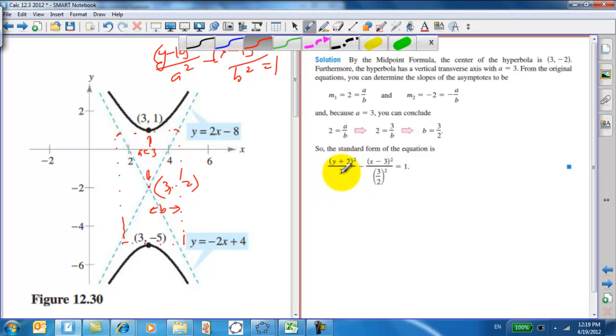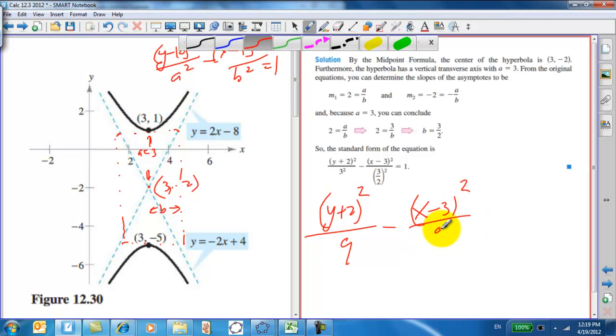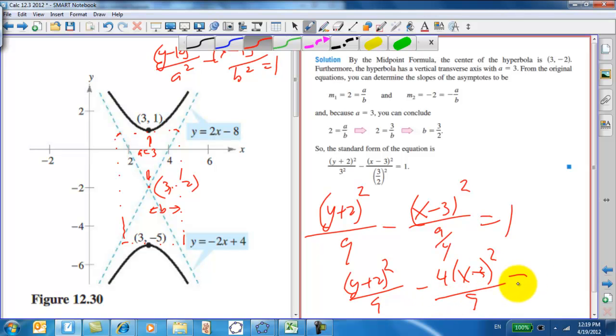And sure enough, that's how it's substituted here, with the vertex being at (3, -2), a equals 3, and b equals 3/2. Now, I've seen at least one example from somebody working on WebAssign that gets a little picky on this. Don't put this as a decimal; change it into the fraction: (y+2)² over 9 minus 4(x-3)² over 9 equals 1.